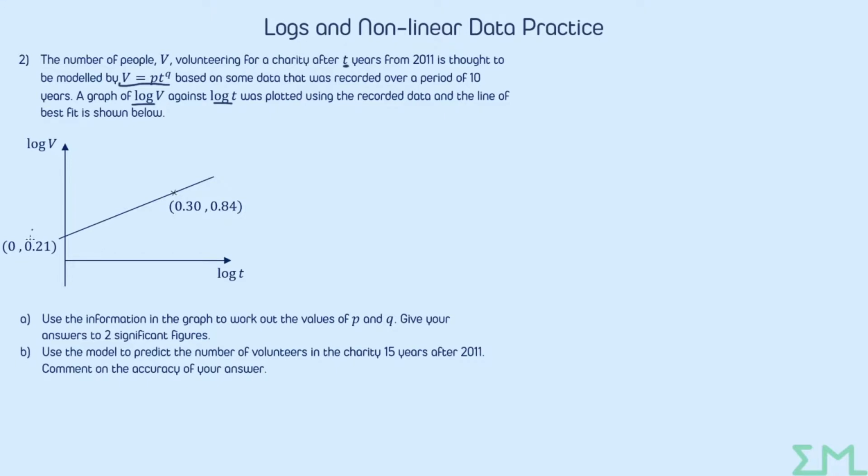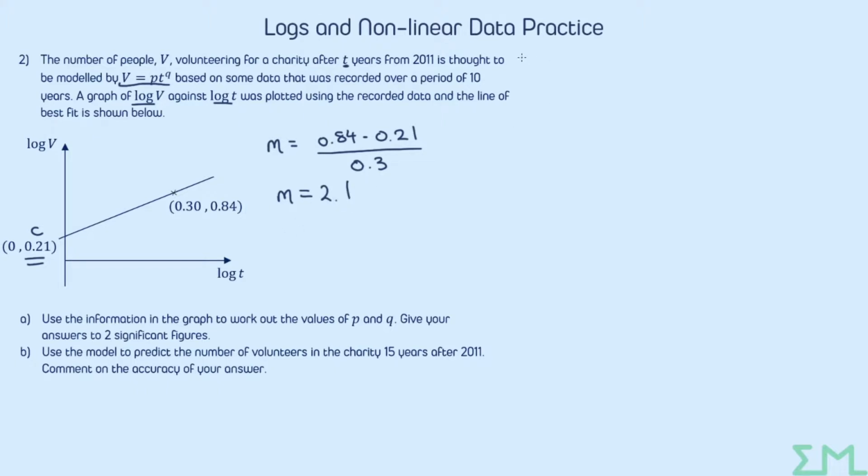We already know the intercept here, 0.21. However, we only know one other point that it goes through. We don't actually know the gradient yet, so we're going to have to calculate the gradient. I'm going to do that in this working space here. So our gradient, I'm going to use m to represent my gradient, it's going to be 0.84 minus 0.21, the difference in y over difference in x. Let's see what that comes out as. So we get a gradient of 2.1.